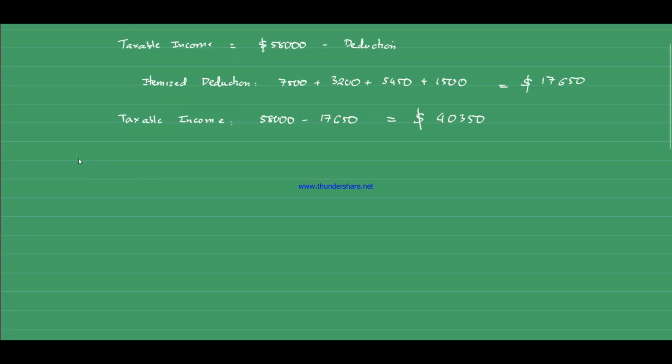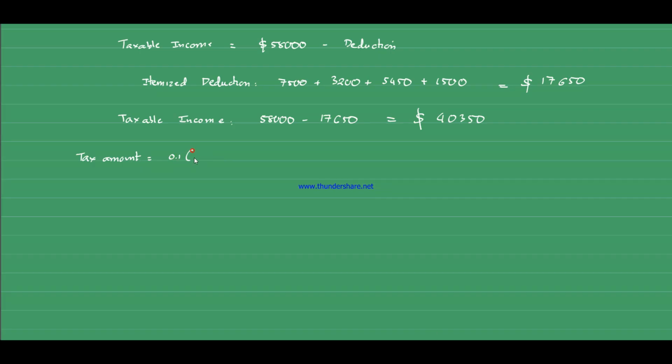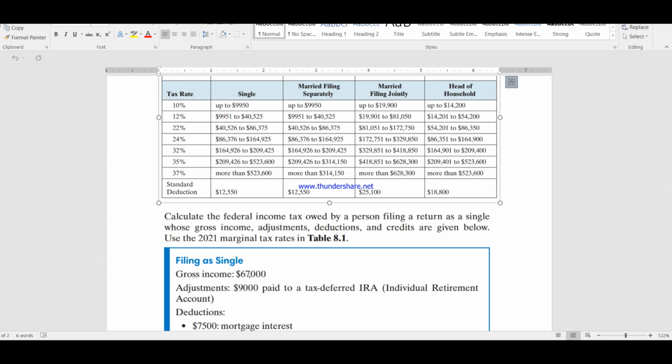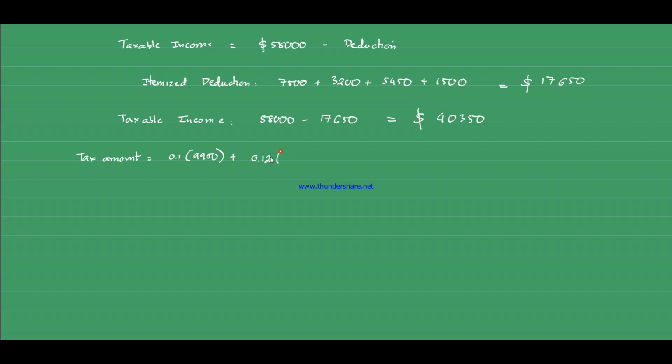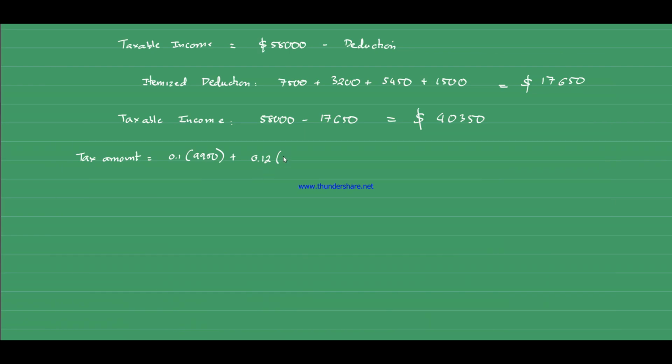So the tax amount will be 10% of 9,950, plus 12% of what? 43,525 minus 9,950. Plus 22% of 40.